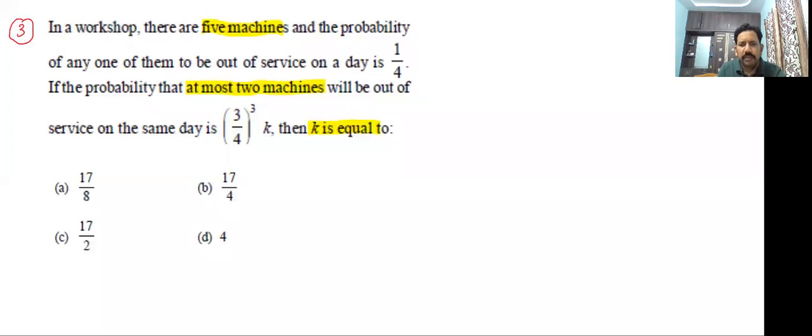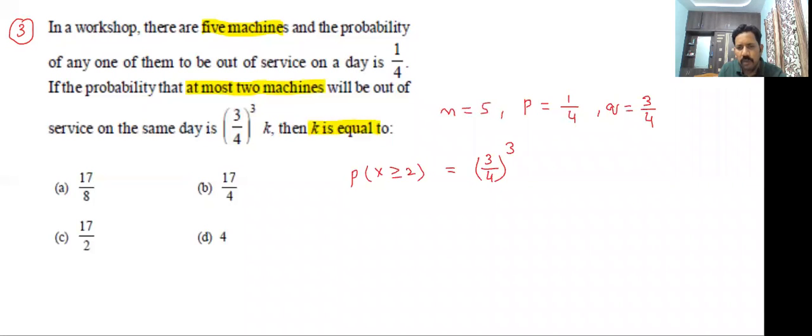So here observe, how many machines are there? There are 5 machines. And what is the probability? Probability of success p is equal to 1 by 4. So q is 1 minus 1 by 4, that is 3 by 4. At most 2 machines. At most means maximum. That value should be how much given? (3 by 4) whole cube into k.